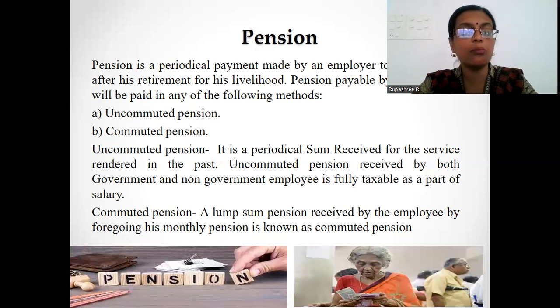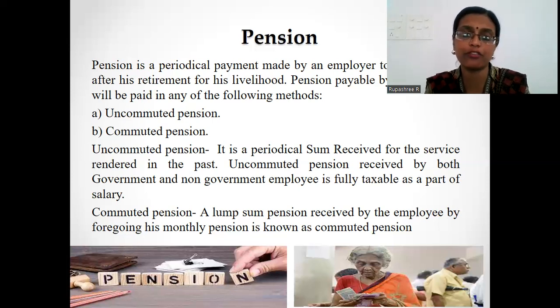Now, the second type of pension according to income tax authorities is called commuted pension. Commuted pension is a kind of pension where the person who is retiring receives a lump sum amount from the employer at the time of retirement. Any lump sum amount of money received in bulk, without receiving uncommuted pension, is called commuted pension. In simple terms, it is the whole or bulk amount of pension received by the employee from the employer instead of receiving the pension on a monthly basis.